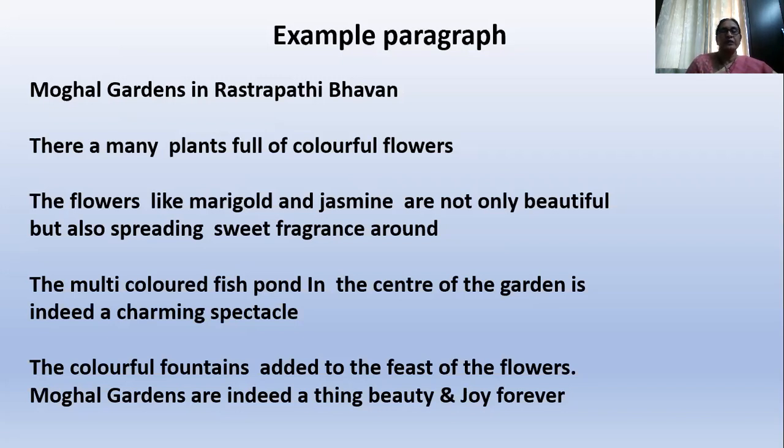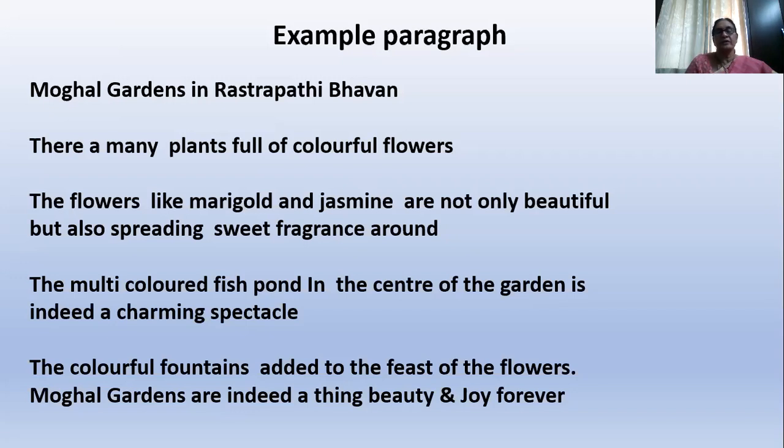The multicolored fish pond in the center. See here, I'm not saying just fish pond, I am saying multicolored fish pond, to describe the fish pond. And I'm using here the center of the garden. Where is the location? So center is giving us the location in the garden. It is indeed a charming spectacle. What kind of spectacle is it? Charming. So I'm using another adjective to describe the fish pond.